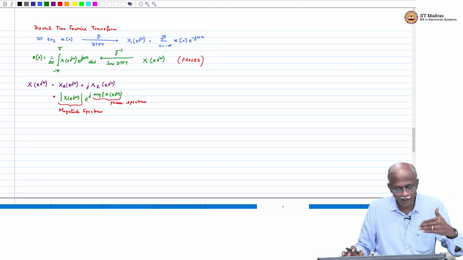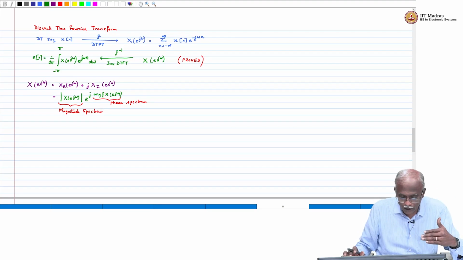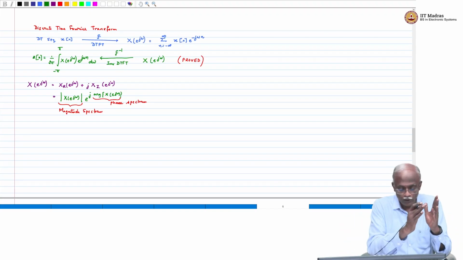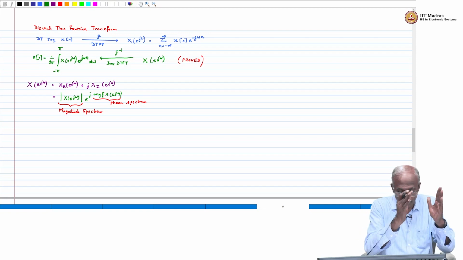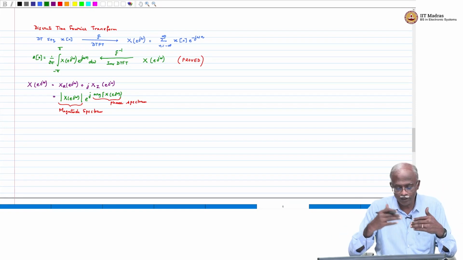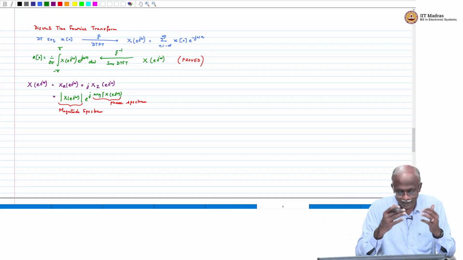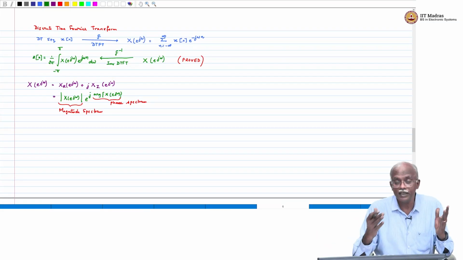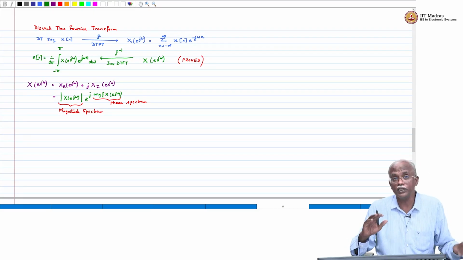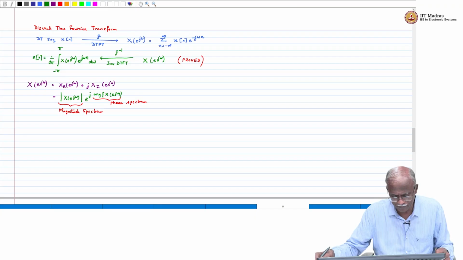And X e of j omega, we can think of it as a real part and imaginary part. We can also take the real part and imaginary part and compute the magnitude and the phase. We call it the magnitude spectrum and the phase spectrum, or the magnitude response and the phase response. Again, this can also be used in our study of the discrete time systems.